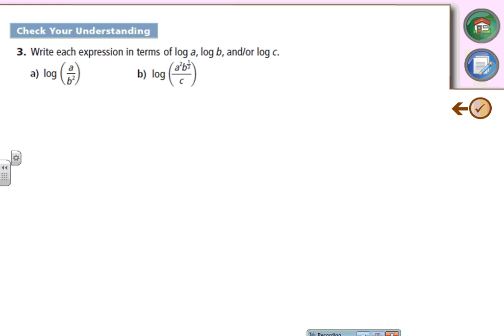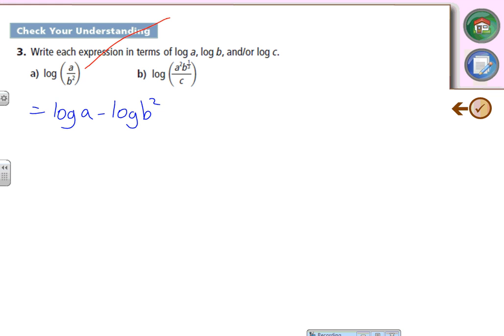We've got a single log. Let's break it up into as many logs as we can, because we want logs of A's, logs of B's, logs of C's, with nothing else on those parts. So if we're dividing inside, that means we are going to subtract two logs. Log of A minus log of B squared.